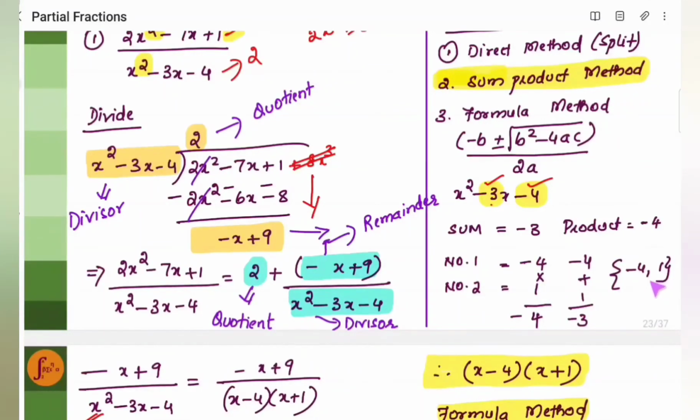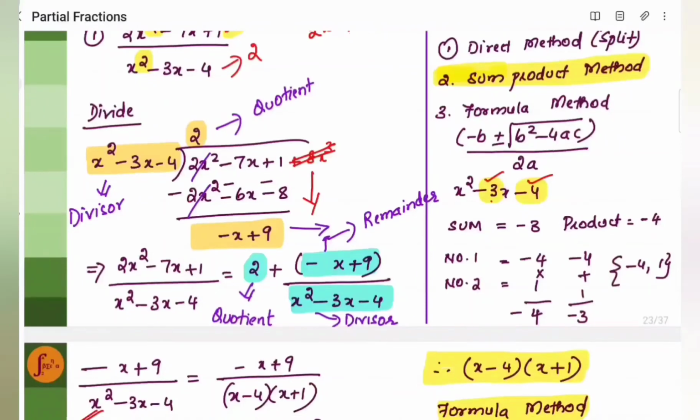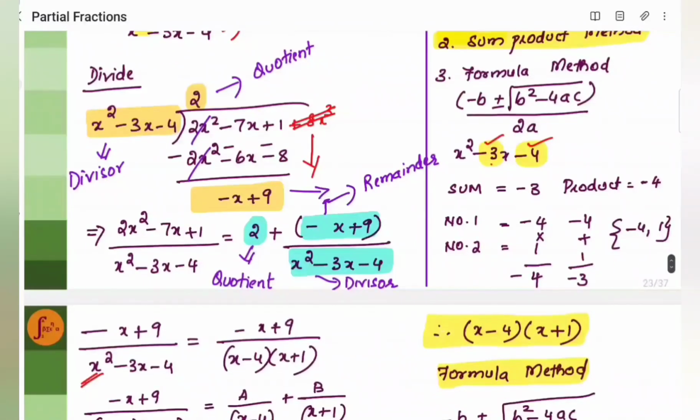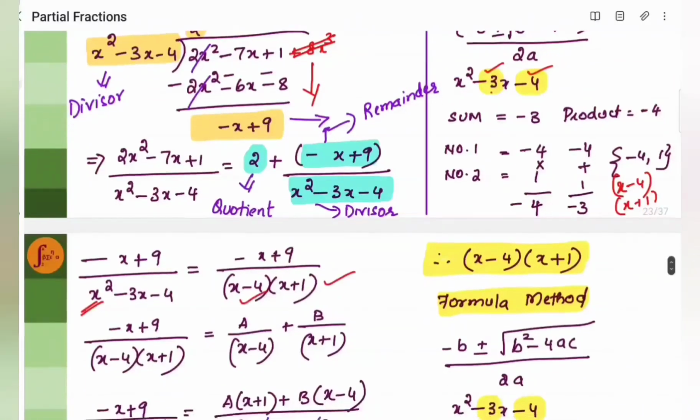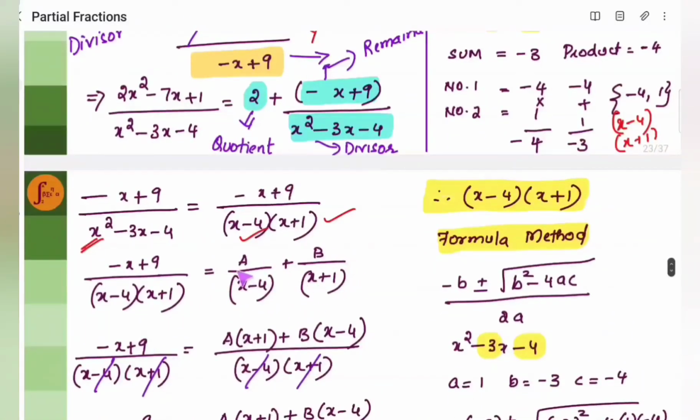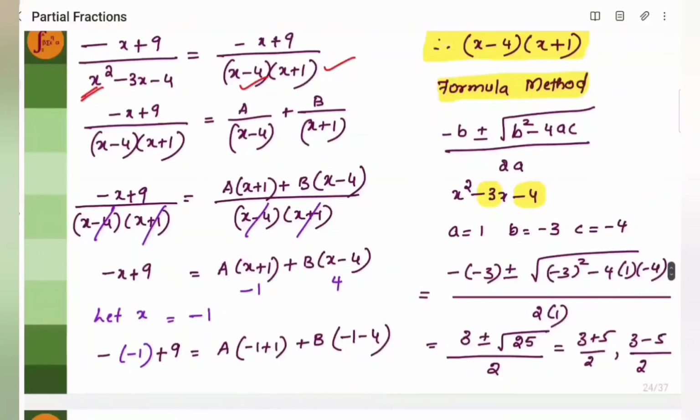The immediate guess is minus 4 and 1, because minus 4 into 1 is minus 4, and minus 4 plus 1 is minus 3. So you'll get minus 4 and 1 as the numbers. We'll write it as x minus 4, and this plus 1, so x plus 1. These are the factors. Now you'll have to write these factors here. Then the normal process: you split it up into A and B, and then you take the x values. Here x will be minus 1 and here x will be plus 4.